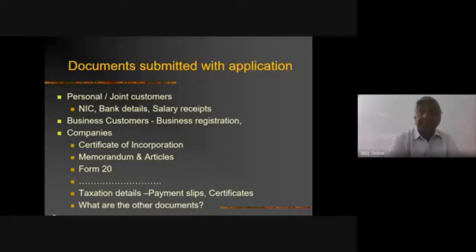Then taxation details. Existing companies, if they are paying taxes, the taxation details. If they have paid taxes, then the payment slips they have paid should have been attached with the application. Or sometimes the company's auditors make the payment to the Inland Revenue Department and they issue certificates: for this year, this is the amount paid, with other details. That certificate would suffice, showing they have made their payment. So that certificate could be attached with the application. So taxation details: payment slips or certificates issued by their company auditors.